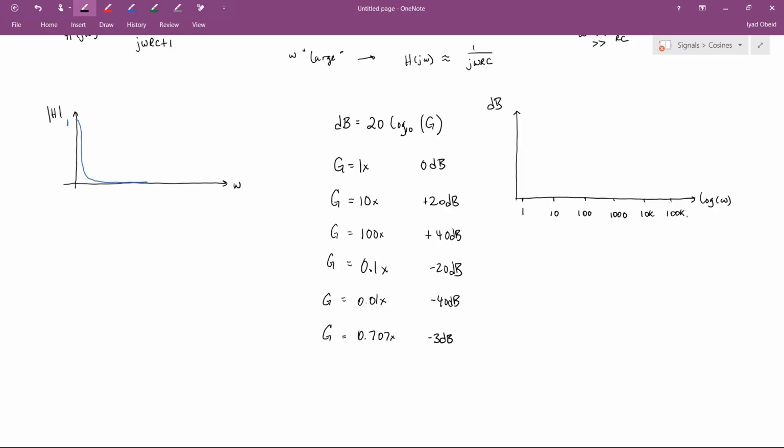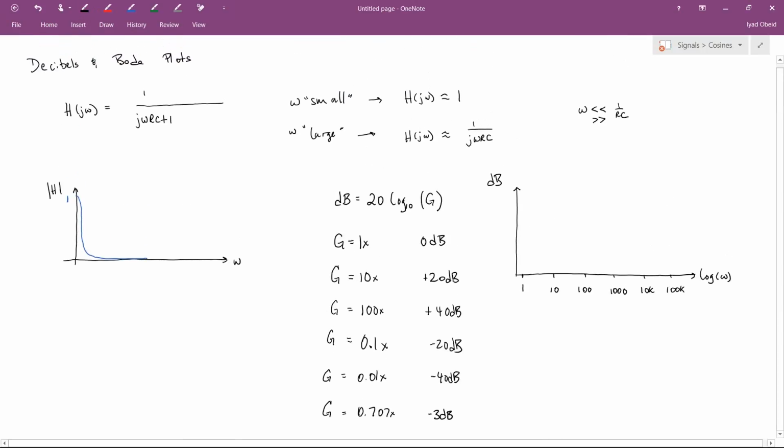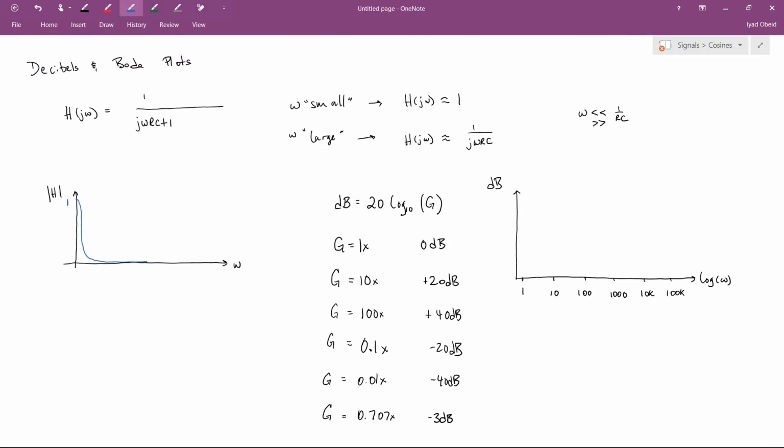So at low frequencies, let's go back to our transfer function. We said at low frequencies we have a gain of 1, and as we've just discussed, a gain of 1 is equal to a constant of 0 decibels. So let's say that at low frequencies we have a gain of 1. Okay, and I'm going to dash that out for reasons that will become apparent in a moment.